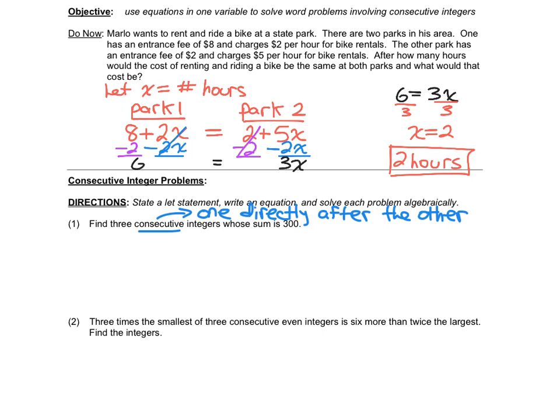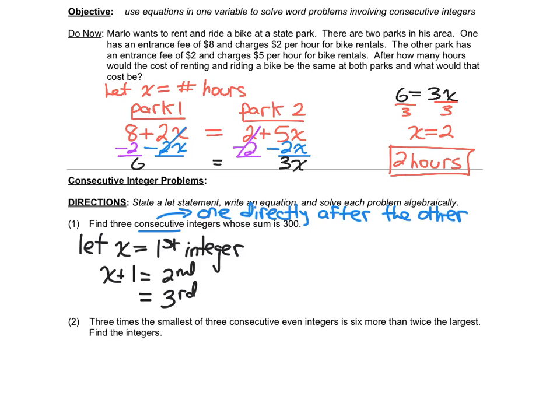So if I'm defining my variables, I got to account for 3 different values. So I'm going to let x equal the first integer. I need to come up with 3 integers. So I need the second and the third. But I need an algebraic expression that represents the second integer. How do I get from one number to the number directly after it? How do I get from the number 2 to the number 3? Plus 1. So to get from x to the number directly after it, I would do x plus 1.